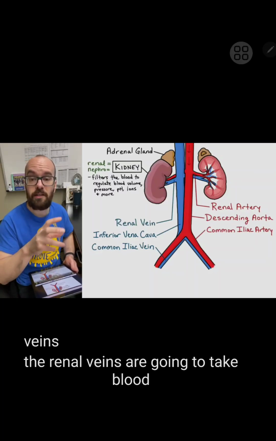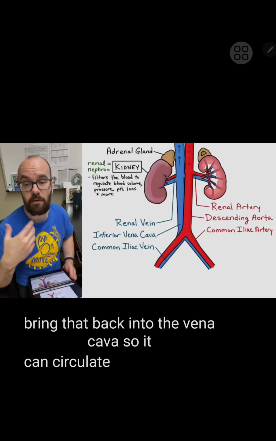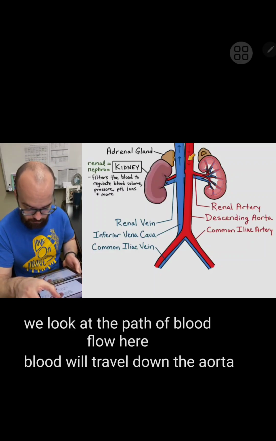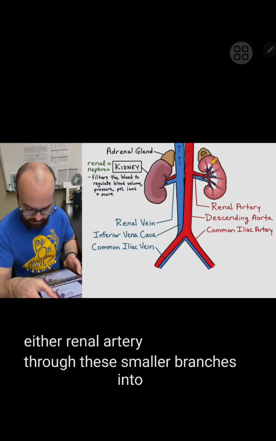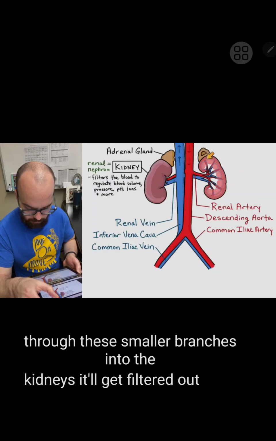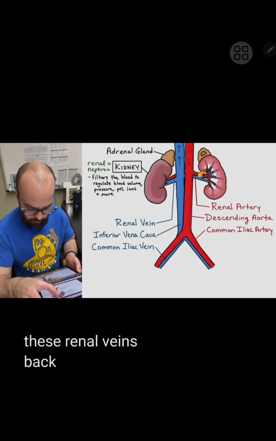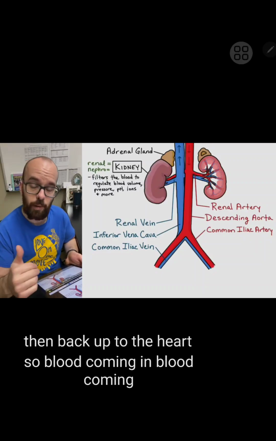The renal veins are going to take blood that's been filtered from the kidney and bring that back into the vena cava so it can circulate back up to the heart. So if we look at the path of blood flow here, blood will travel down the aorta, through either renal artery, through these smaller branches into the kidneys. It'll get filtered out, and then it's going to return through these renal veins back to here, then to the vena cava, and then back up to the heart. So blood coming in, blood coming out.